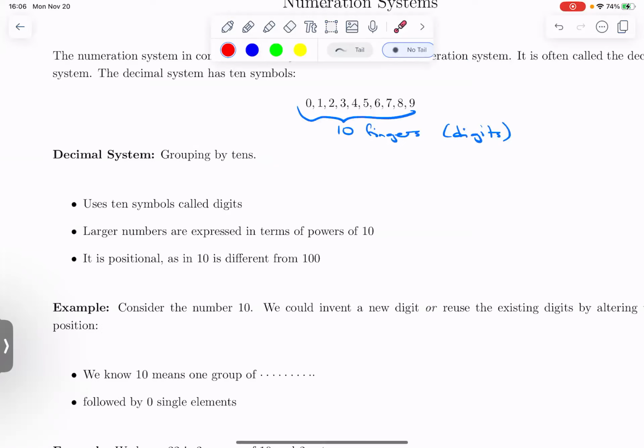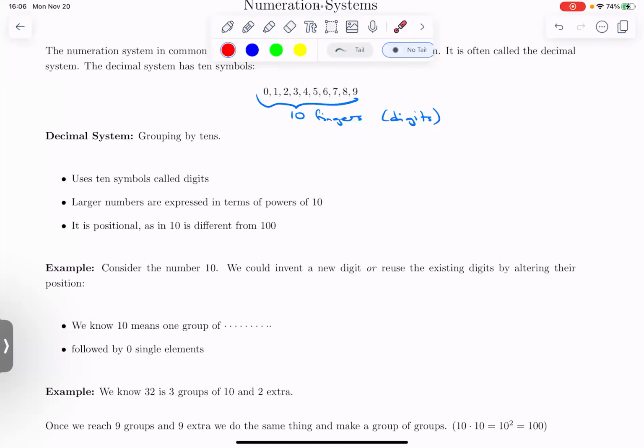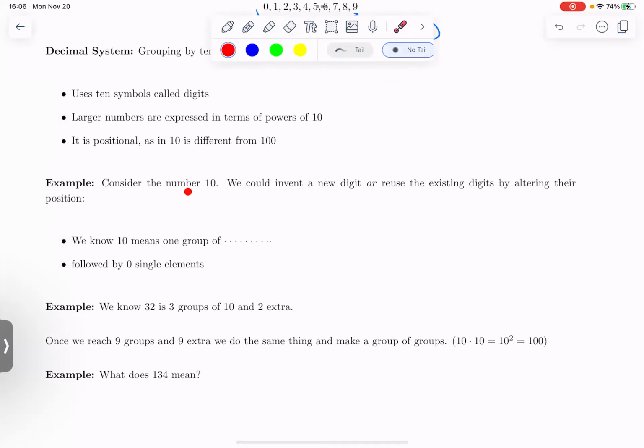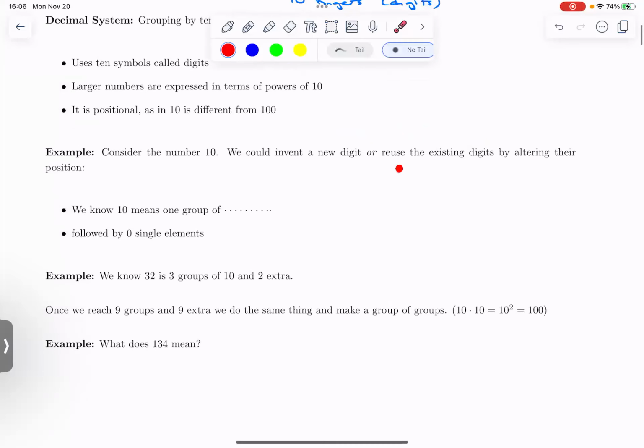It's positional, meaning that 10 is different from 100, right? Not just because you have a 1 and a 0 and you can move them around, but we know that 10 is different from 100. We could invent a new number, but that defeats the purpose of having a numeration system. So we reuse existing digits by altering their position.